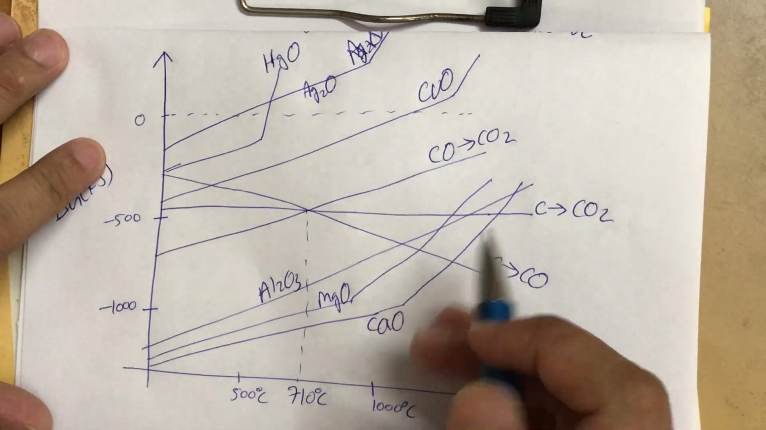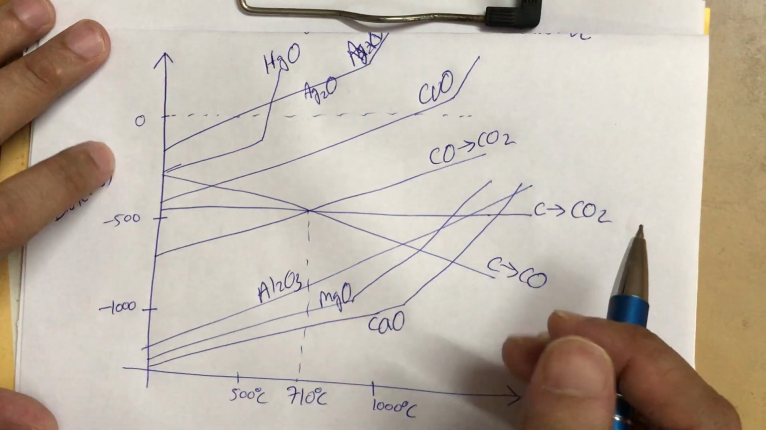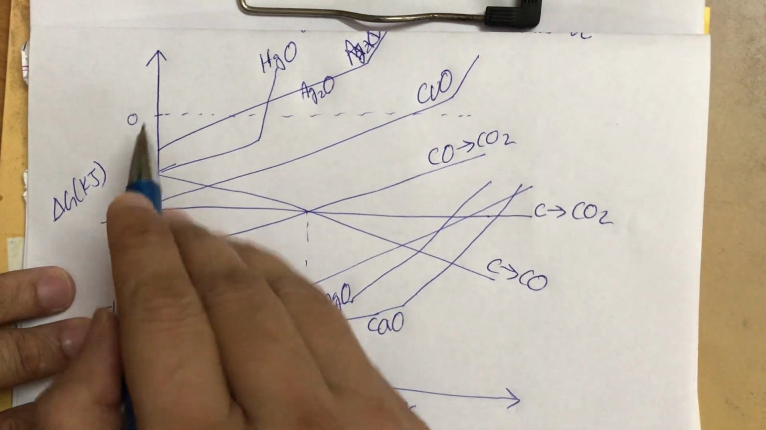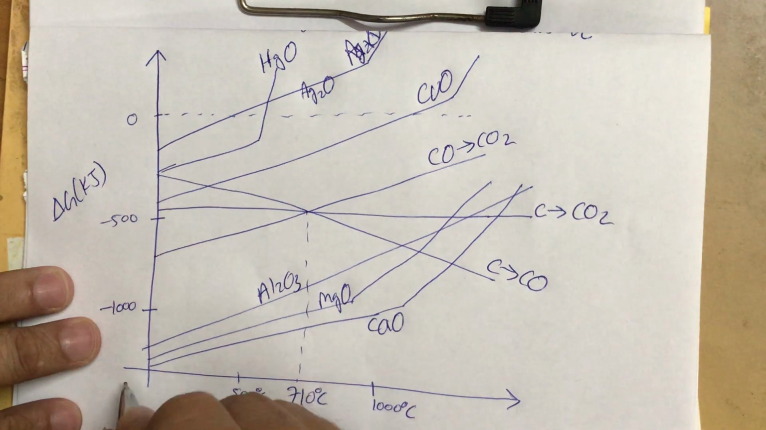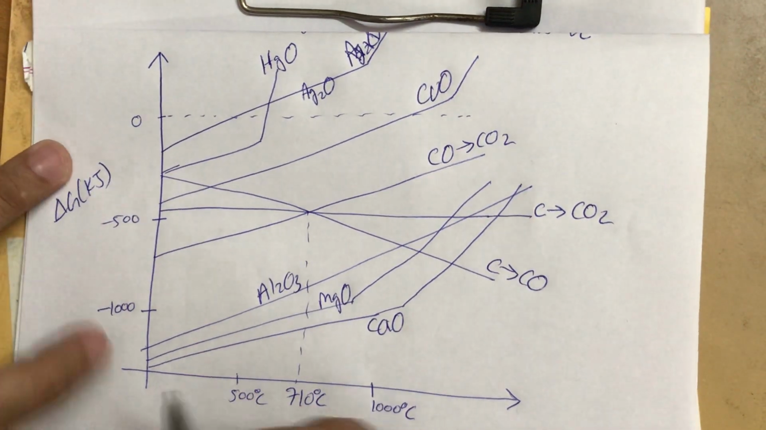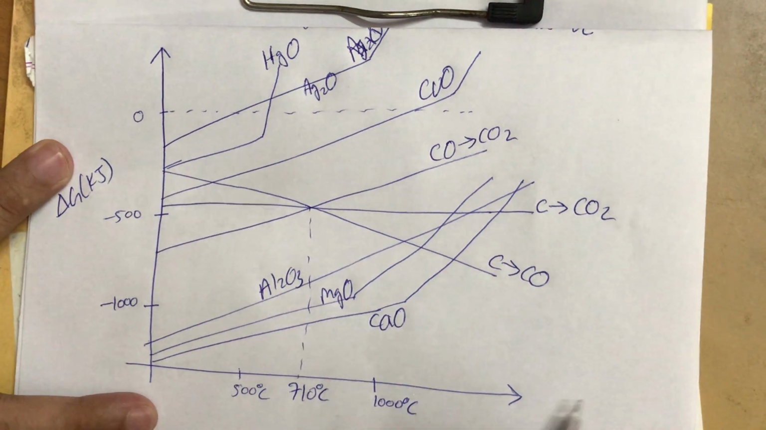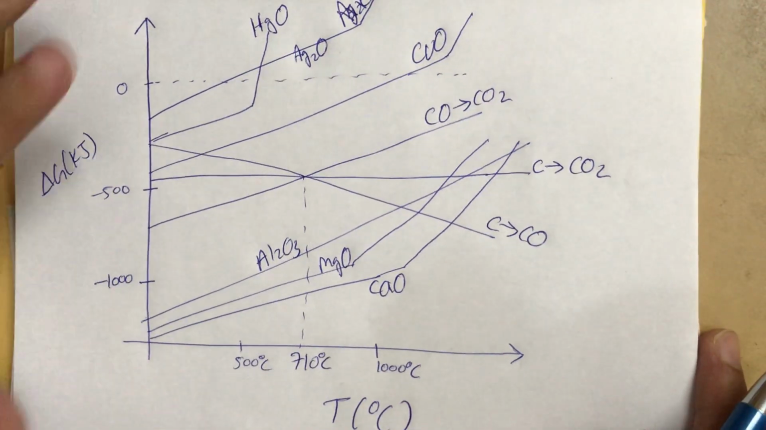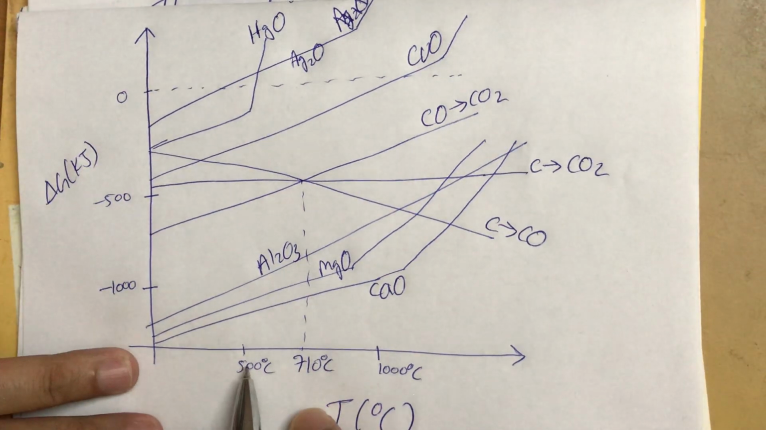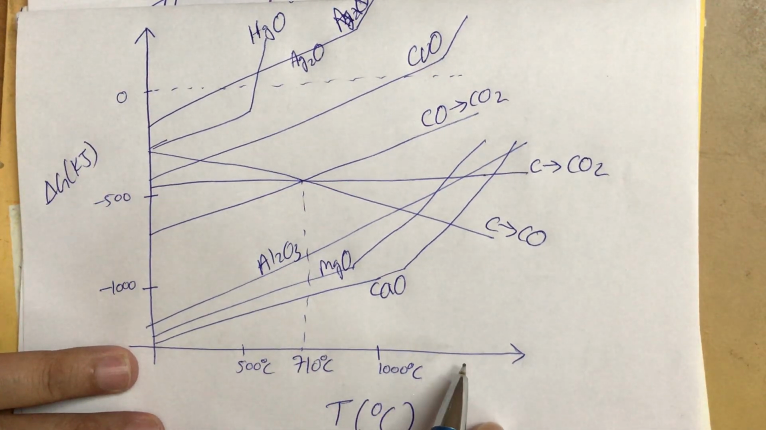This is the Ellingham diagram for various metal oxide formation. In this Ellingham diagram, delta G is 0 here. At origin it is not 0. So 0, minus 500, minus 1000 in kilojoules along the y-axis. We are taking temperature along the x-axis. Clear? So temperature is 500 degrees Celsius, 1000 degrees Celsius and so on.